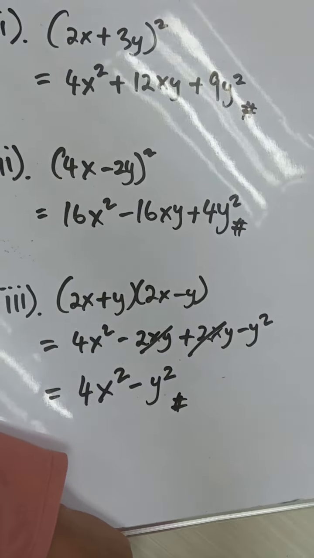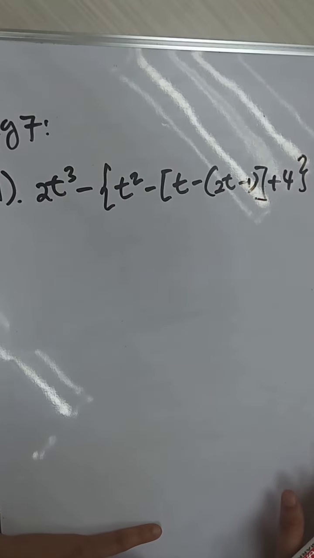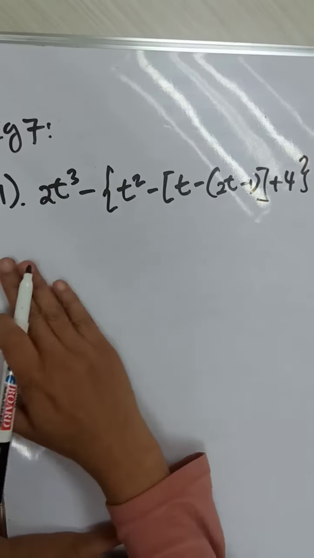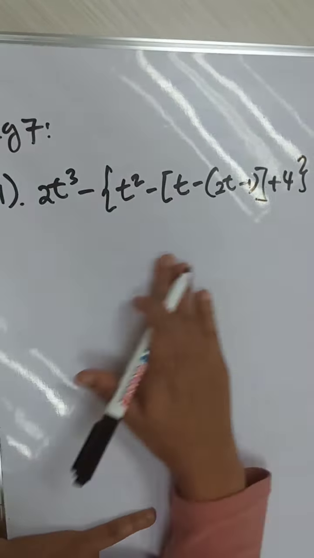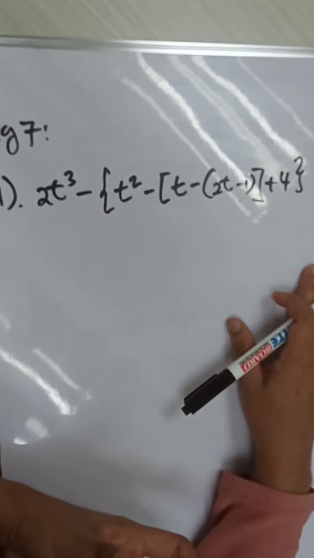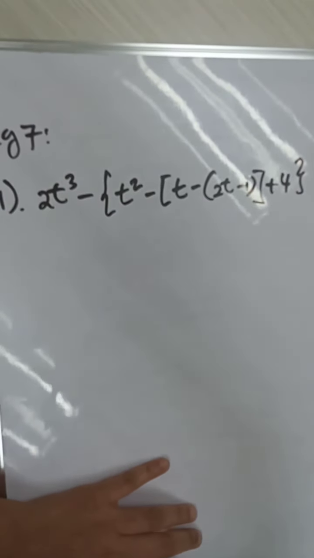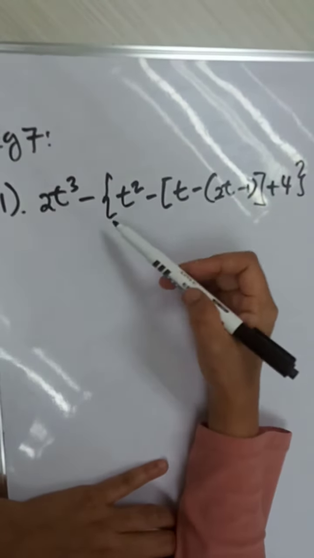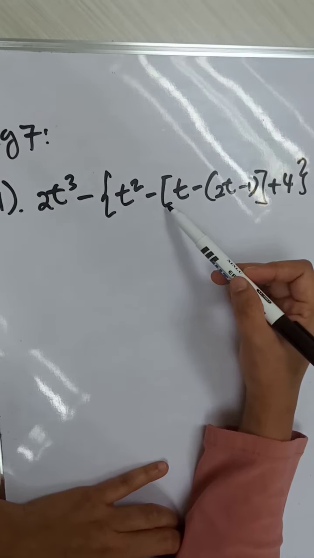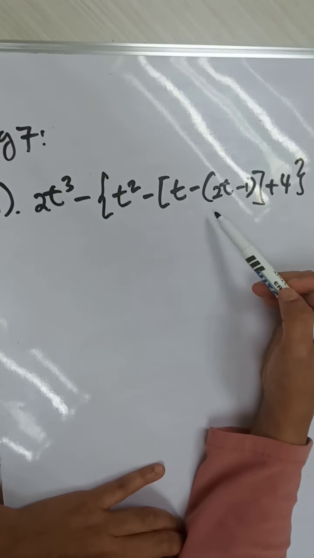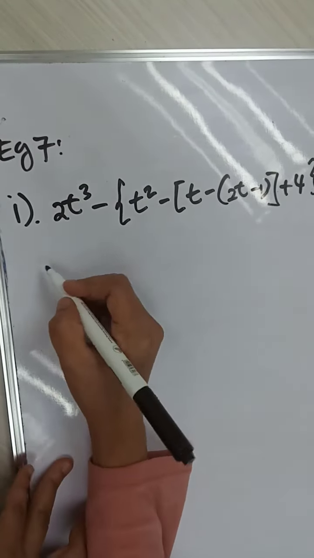Okay, this is our last example. For example 7, this kind of question normally appears in the final exam. So you have to solve one by one. First, we can see we have 3 types of bracket. We have the flower bracket, and then we have square bracket, and we also have open bracket. So we solve one by one.